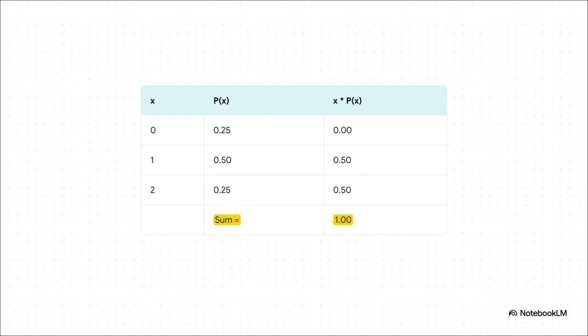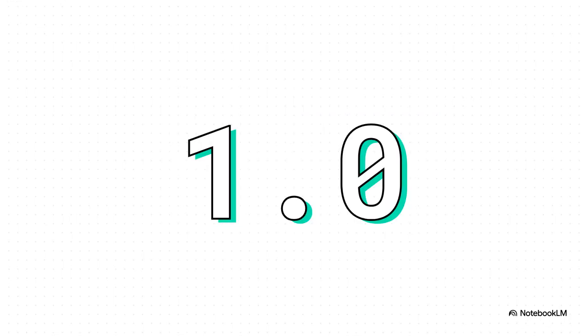The calculation is pretty straightforward. You just take each outcome, X, and multiply it by its probability. So 0 times 0.25 is 0, 1 times 0.50 is 0.50, and 2 times 0.25 is also 0.50. And now for the final step. You just add up that last column. And what do we get? 1.0. So the mean, the expected value, is exactly 1.